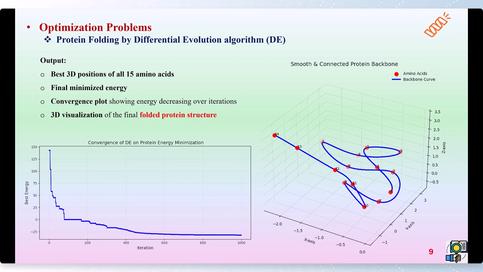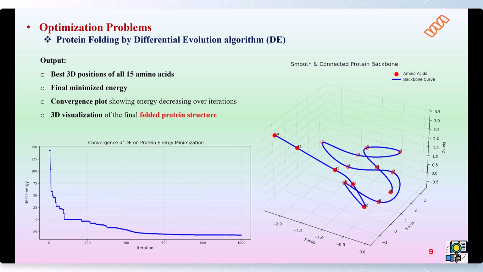Finally, the output is the best 3D position of all 15 amino acids, the final minimized energy convergence plot, which shows the energy decreasing over iterations, and a 3D visualization of the final folded protein structure. Now here we can see a convergence plot and the final result of a protein in the figures.